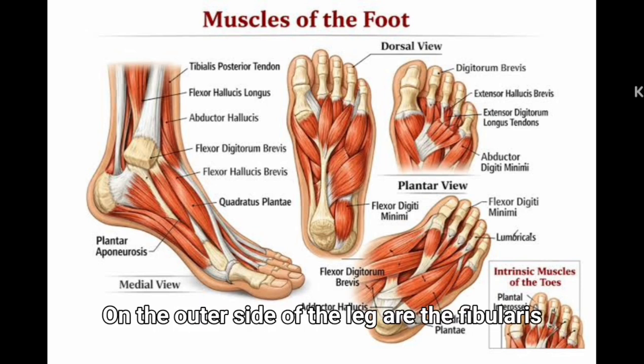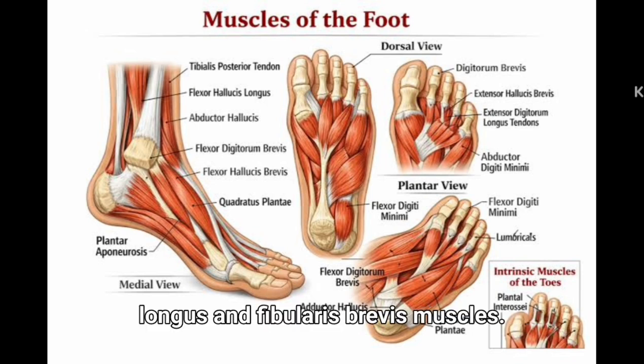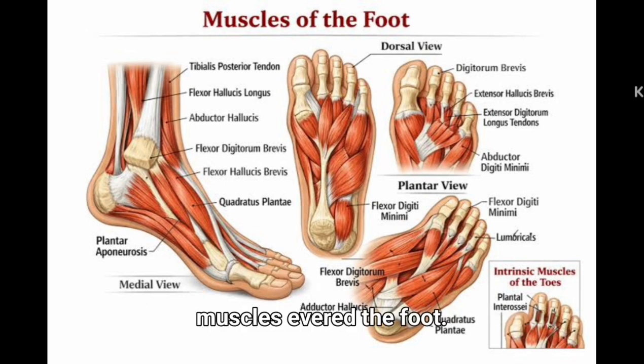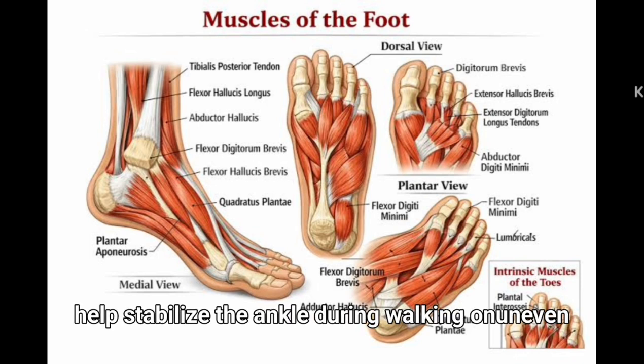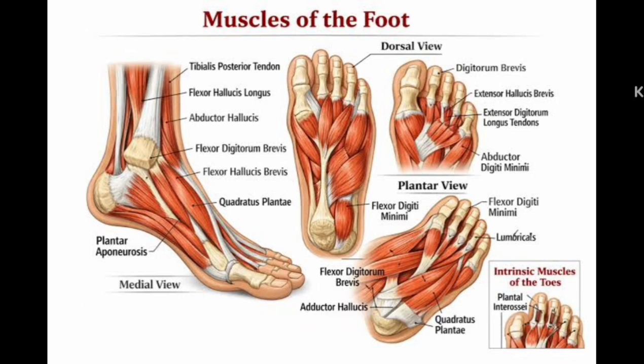On the outer side of the leg are the fibularis longus and fibularis brevis muscles. These muscles evert the foot, meaning they turn the sole outward. They also help stabilize the ankle during walking on uneven surfaces.